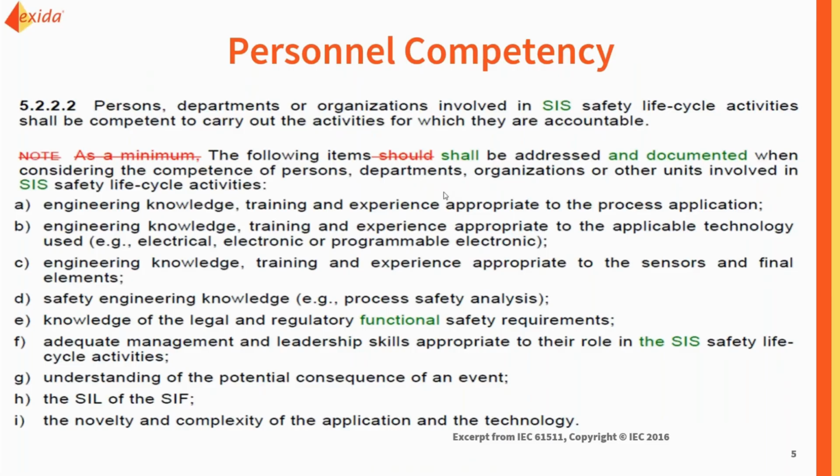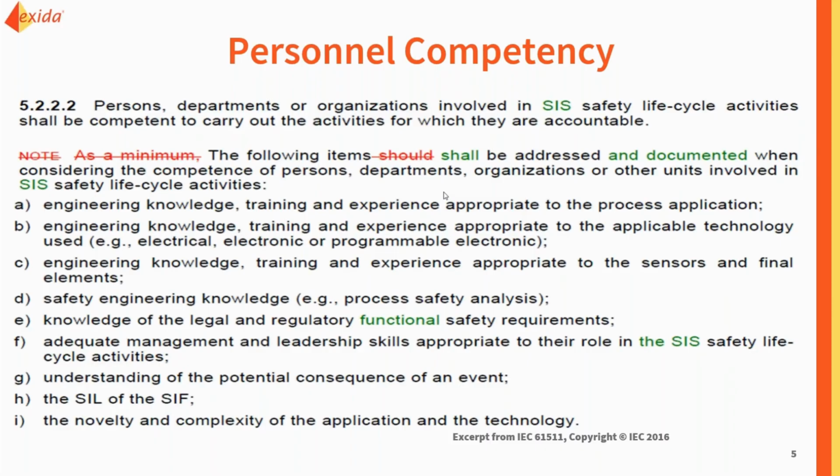So in the 2016 edition of 1511, it beefed up this requirement for competency. And you'll see that some of the changes was to include more normative language. The shalls, as opposed to the shoulds, are in the standard. And you can see here, they're now specifically targeting CIS safety lifecycle activities. And they're saying shall be competent to carry out the activities.